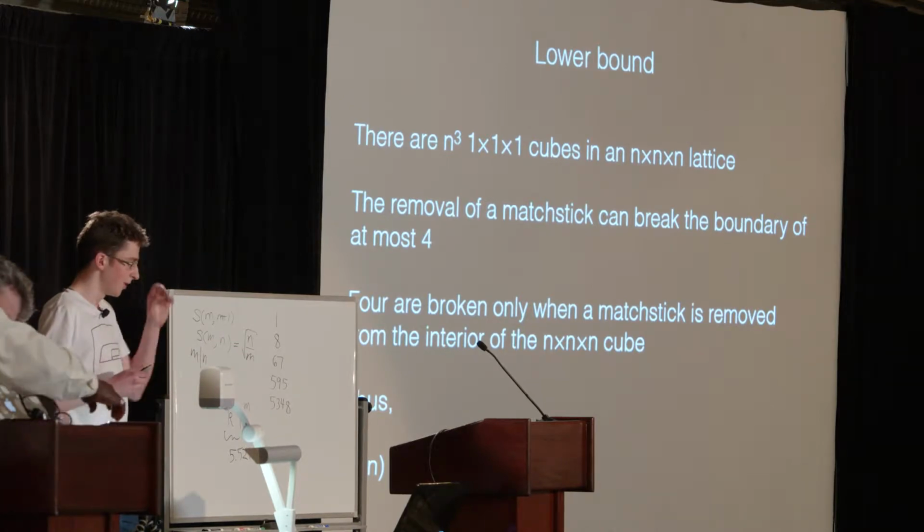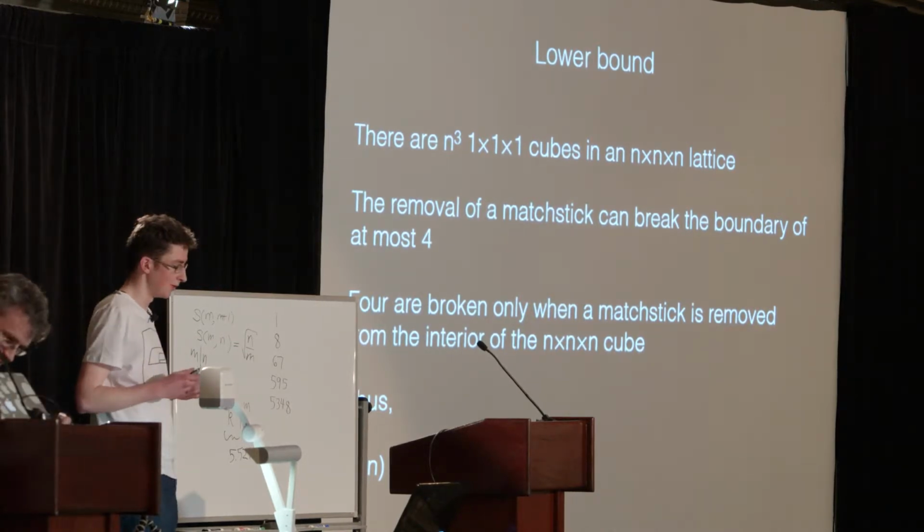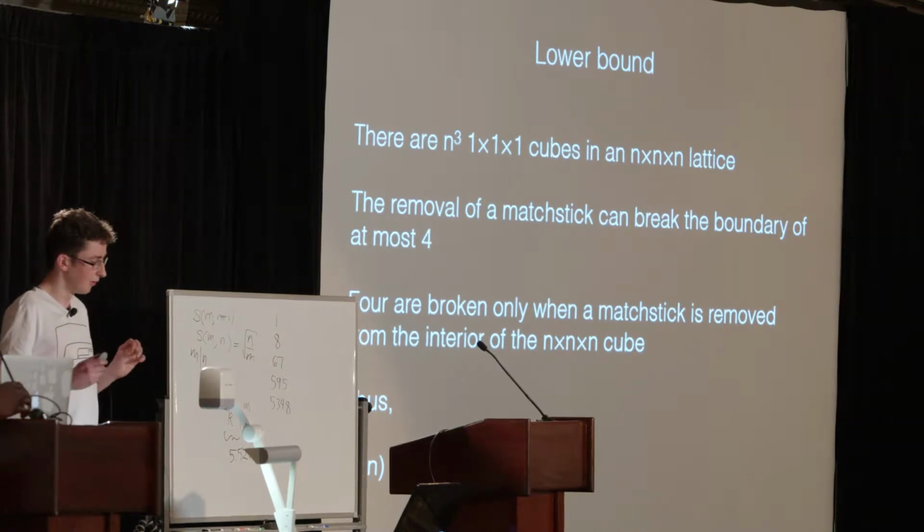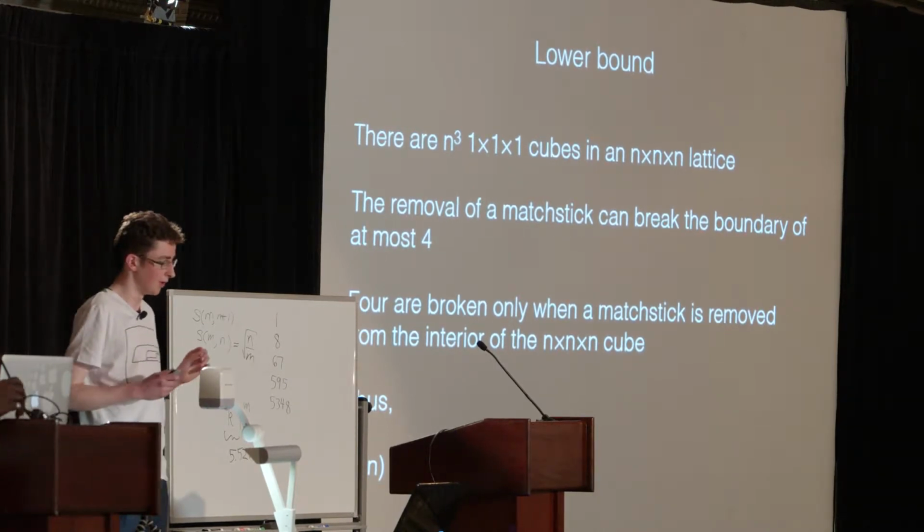We can get a very similar lower bound for the 3-dimensional case as we got in the 2-dimensional case. There are n cubed 1 by 1 by 1 cubes in the n by n lattice. The removal of a matchstick can break the boundary of at most 4, which is quite easy to see. And you can only break 4 when a matchstick is removed from the interior of the n by n cube. So you get this bound: mu3 of n is at least n cubed over 4 plus 1, because you need to remove another one to break the outer n by n cube. Now we're going to describe a procedure for n even that achieves this lower bound.